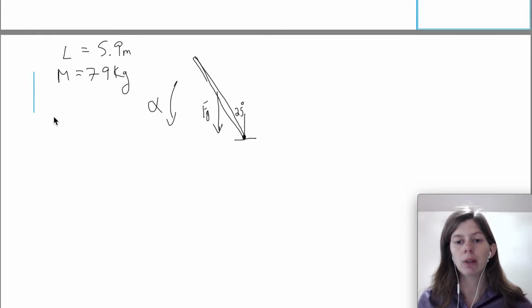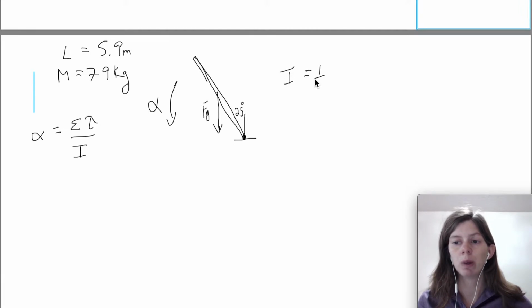What we need to do is look at our equation that the angular acceleration equals the net torque over the moment of inertia. We need to go ahead and calculate both things separately so that we can plug them in to find the acceleration. The moment of inertia we said was 1/3 ml squared because it was a rod rotated about its end. So that's going to be approximately 917 kilograms meters squared.